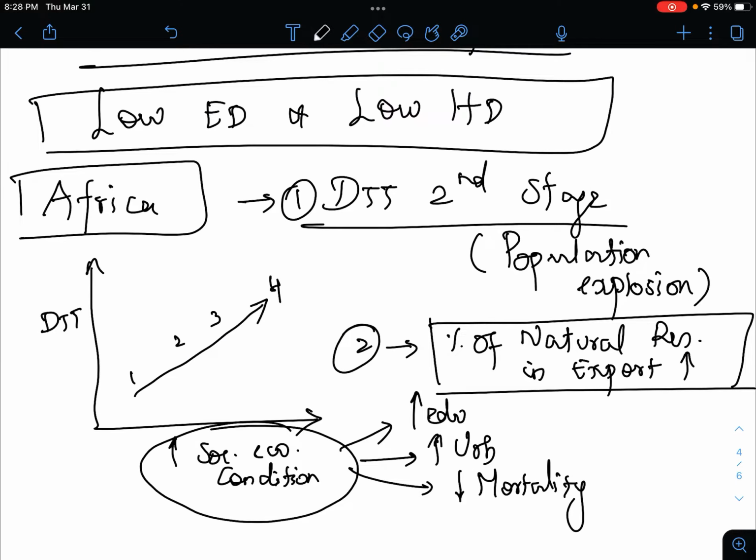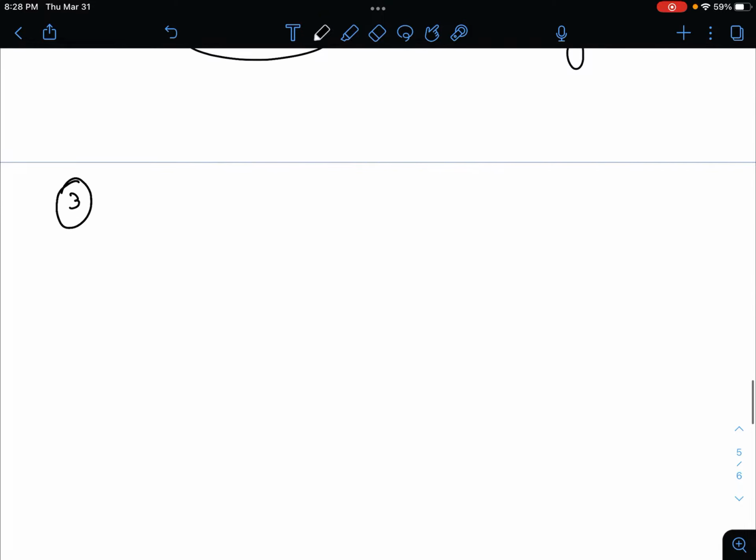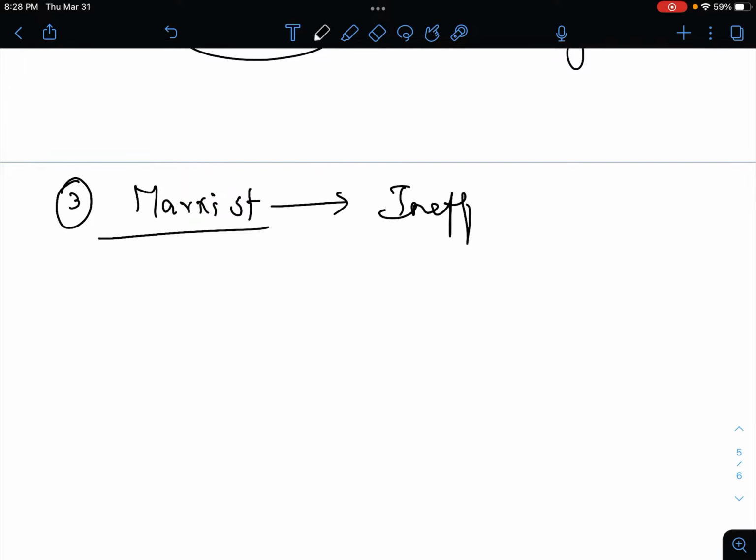See here, in demographic second stage, there is a population explosion. You link it with Malthus theory. In Malthus, if you have overpopulation, positive checks will happen, and that would deprive the human development in Africa. Now you can see the Marxist perspectives also. Marxist perspective says ineffective distribution of resources, okay, lead to this kind of low human development as well as economic development.